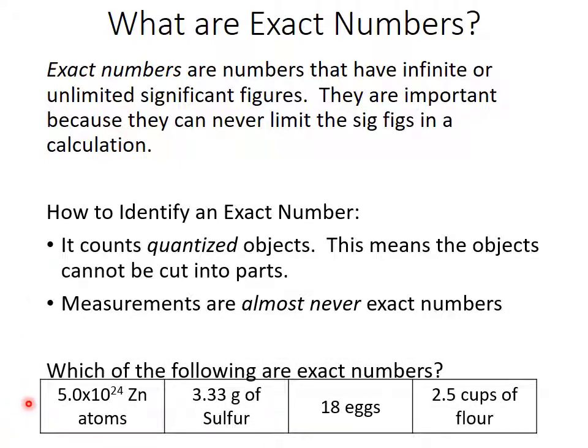So let's take a look at some values. Which of the following are exact numbers? Your options are 5.0 times 10 to the 24th zinc atoms, 3.33 grams of sulfur, 18 eggs, or 2.5 cups of flour.